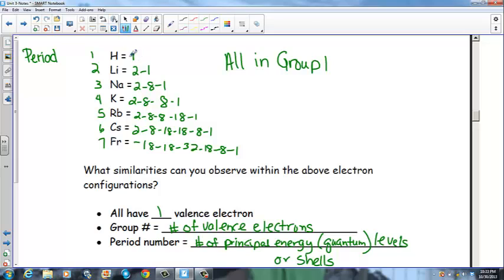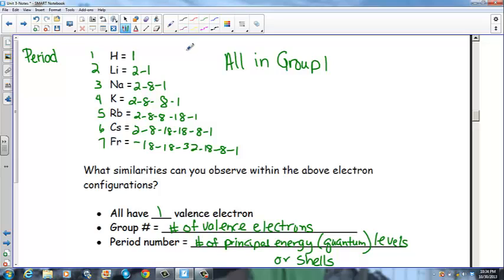And we're going to look at it again. So yeah, there is a trend. All have one valence electron. The group number, okay, this is group 1. Group number is equal to the number of valence electrons. And the period number, okay, as we go across, is equal to the number of principal energy levels or quantum levels. Notice, okay, 1, 2, 3, 4, 5, 6. All of the elements in that period will have 6 energy levels.